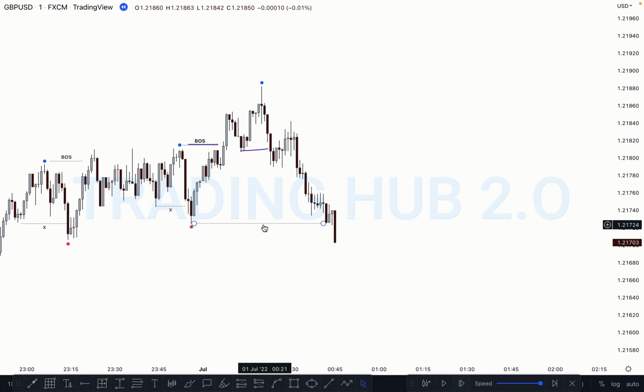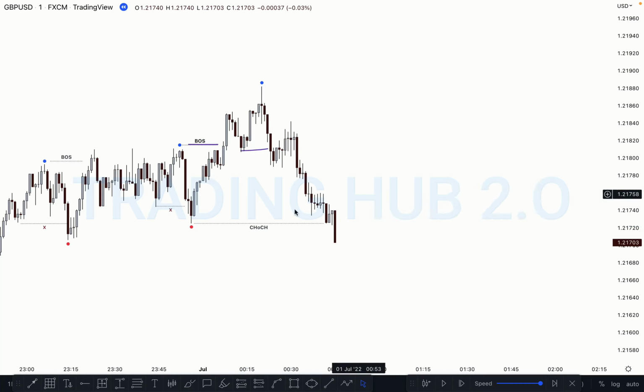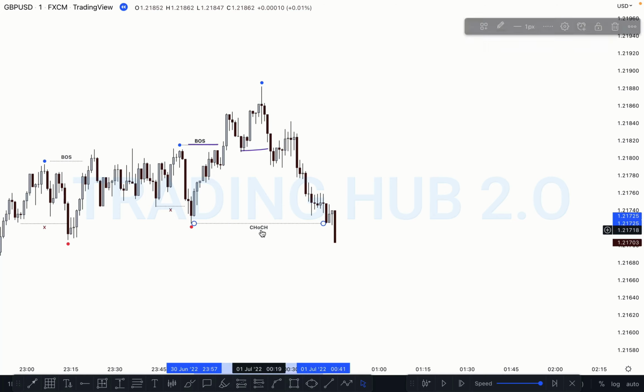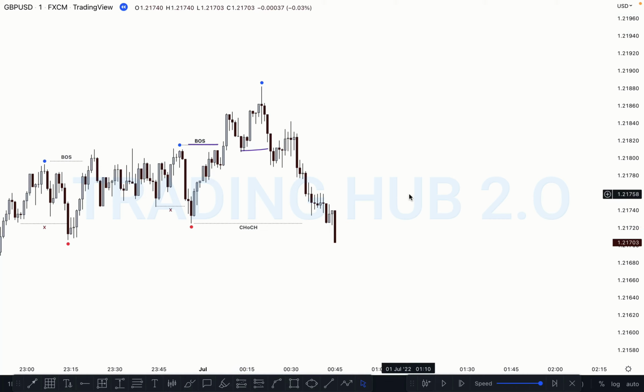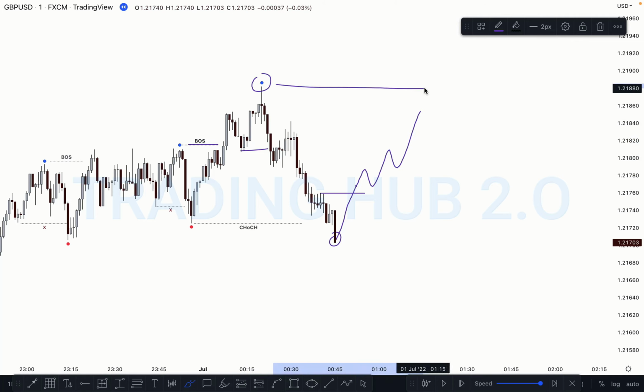Okay, finally the market broke this structure to the downside, so this point becomes our change of character, right? Why? Because the market turned from bullish to bearish, and this is the first move, so this one is a change of character. So where is the low? At this point, once the market breaks the recent high, which is here. Okay, once the market breaks this high, this becomes our lower low, and this is our lower high. Okay, and you have to wait for it, and this becomes our break of structure like this.